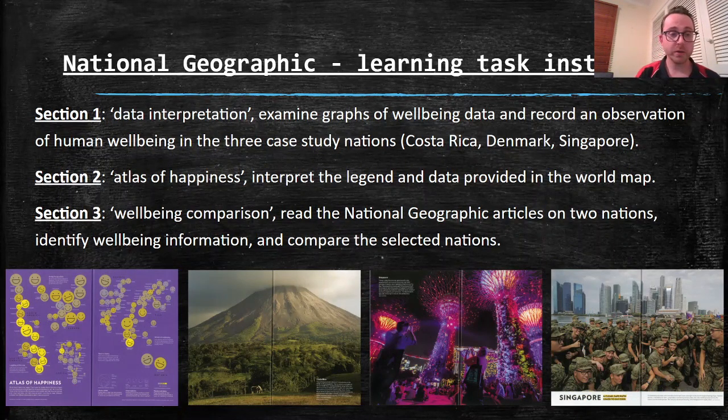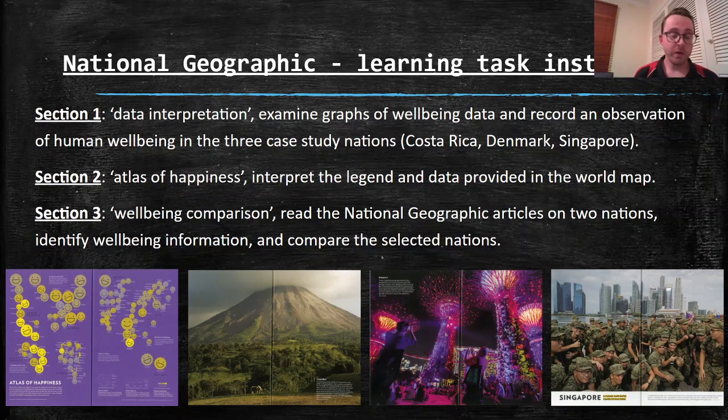So the first 2 sections are really straightforward, really 1-2 sentence responses. So section 1, you're looking at some graphs of well-being data, and again, all you're doing is recording an observation. So you're quite literally telling me, this is what it says. Looking at human well-being in Costa Rica, Denmark, and Singapore.